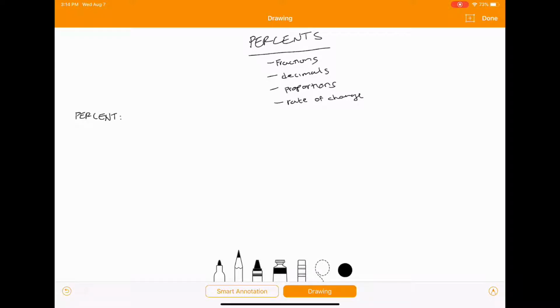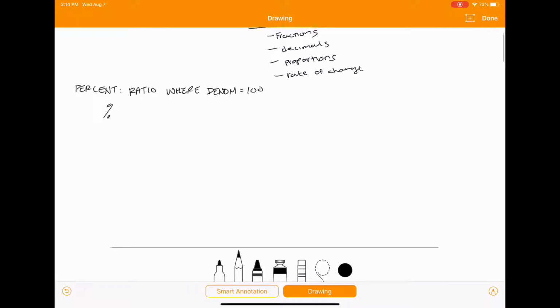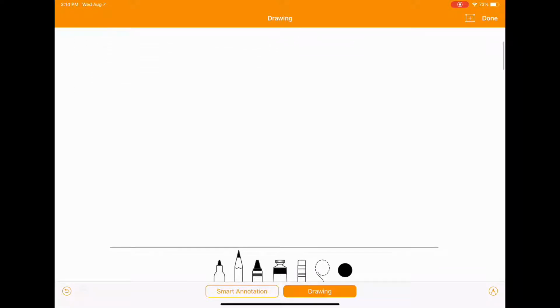So, a percent is a ratio whose denominator is 100. So, ratio where denominator equals 100. And the symbol we use for that looks like that. That's the percent sign. So let's go ahead and talk about writing percents as fractions.